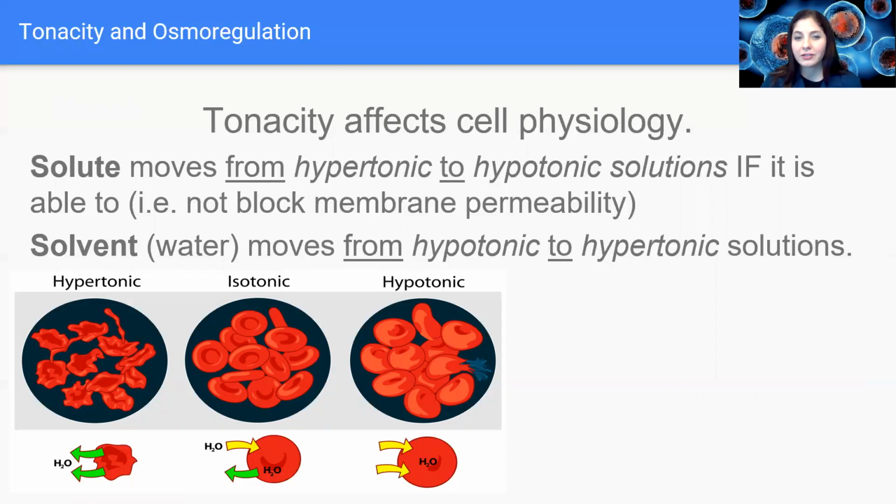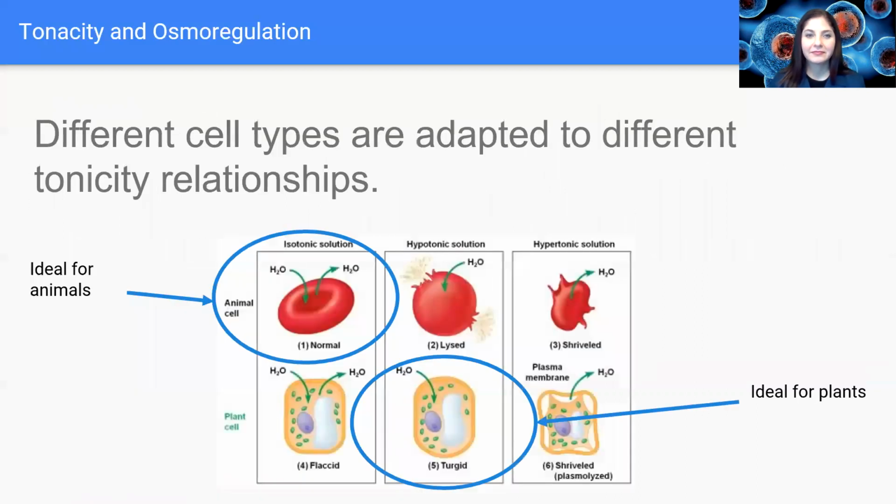Now, if we place those cells in a hypotonic solution, hypo is low and it blows. So water is going to rush into the cell and it is going to blow into the cell. And eventually, because animal cells lack a cell wall, that cell is actually going to lyse.